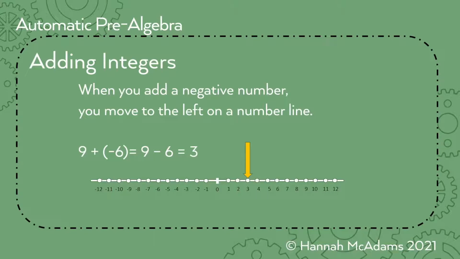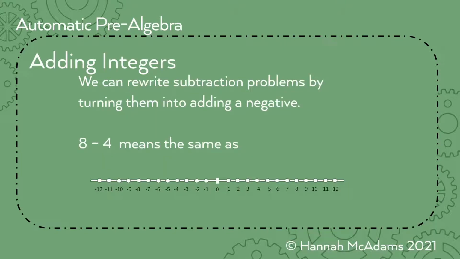We're going to focus on the one with the parentheses today, but you can also say 9 minus 6. That's completely fine. We can rewrite subtraction problems by turning them into adding a negative. So 8 minus 4 means the same thing as 8 plus parentheses negative 4.